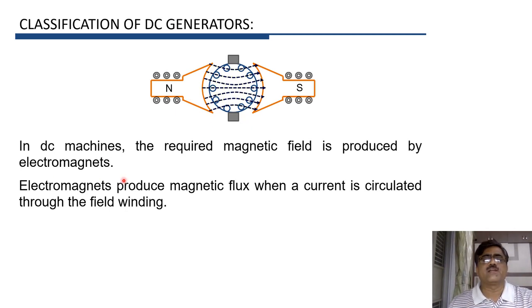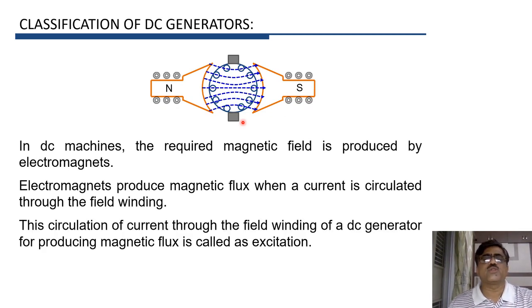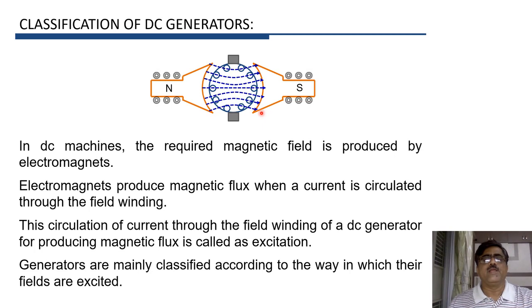Now these electromagnets produce magnetic flux when current is circulated through the field winding. This circulation of current in the field winding is called excitation. So in DC machines, excitation of field poles is essential to produce the magnetic flux. DC generators are mainly classified according to the way in which their fields are excited.